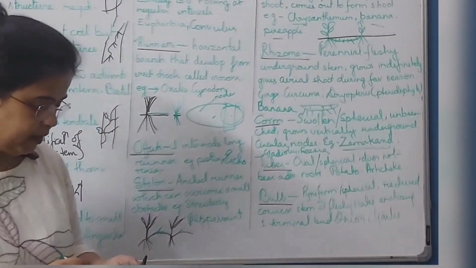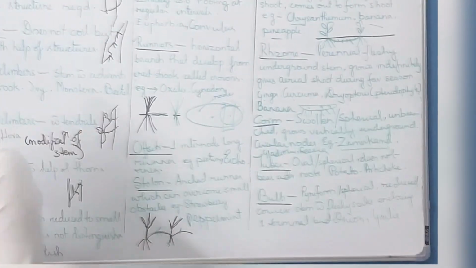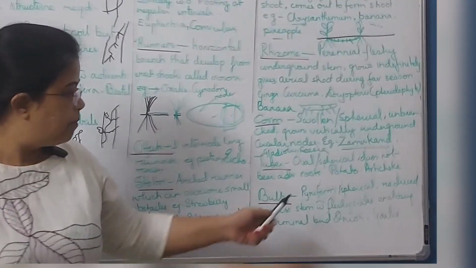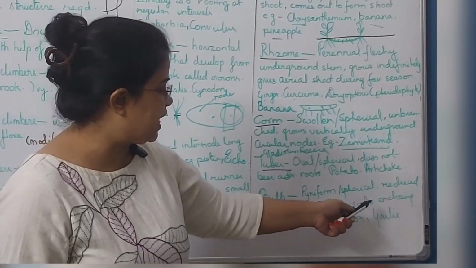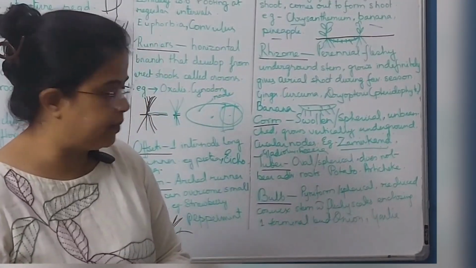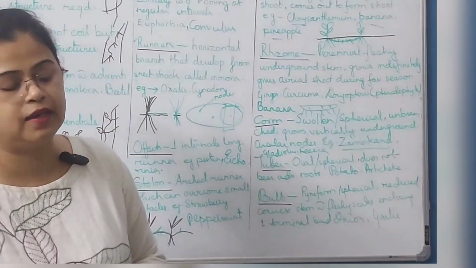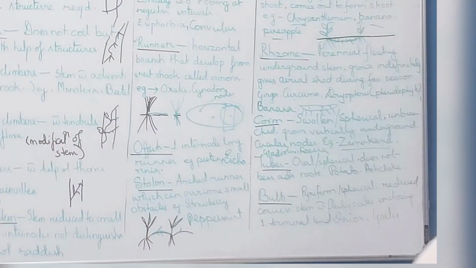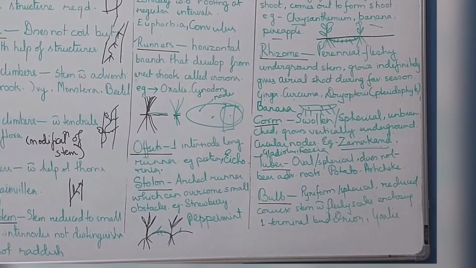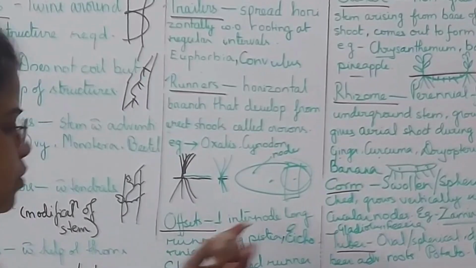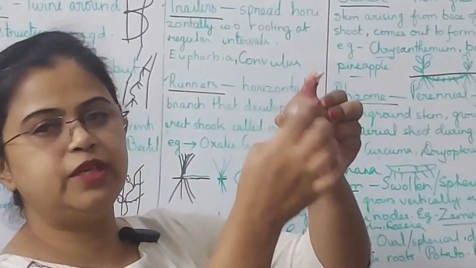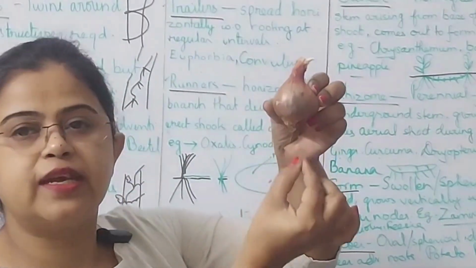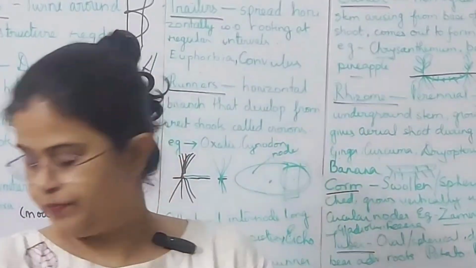Then let us come to bulb. प्याज and लहसुन. Right? Pyriform, spherical, reduced convex stem with fleshy scales, enclosing one terminal bud, onion or garlic. So do you see this? Of course, प्याज तो सभी ने देखा होगा. Pyriform in shape. नीचे से roots है, इसके भी नीचे roots होते हैं.